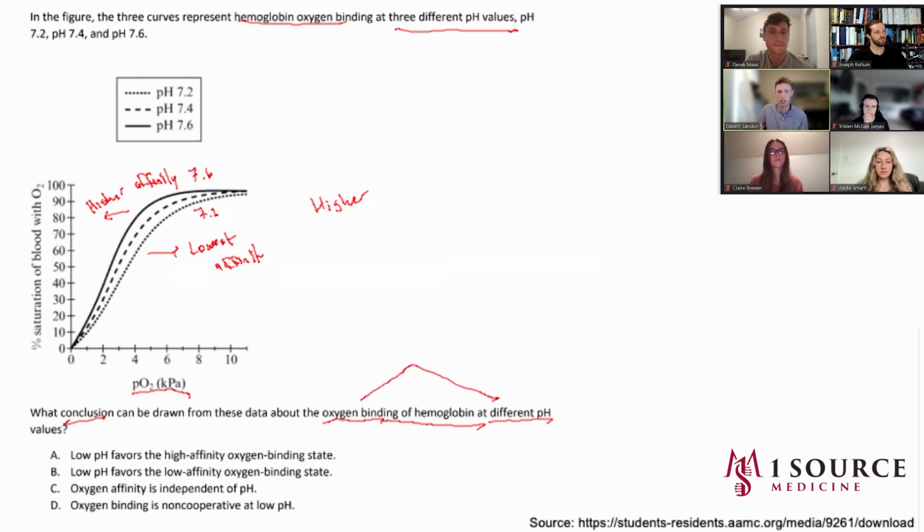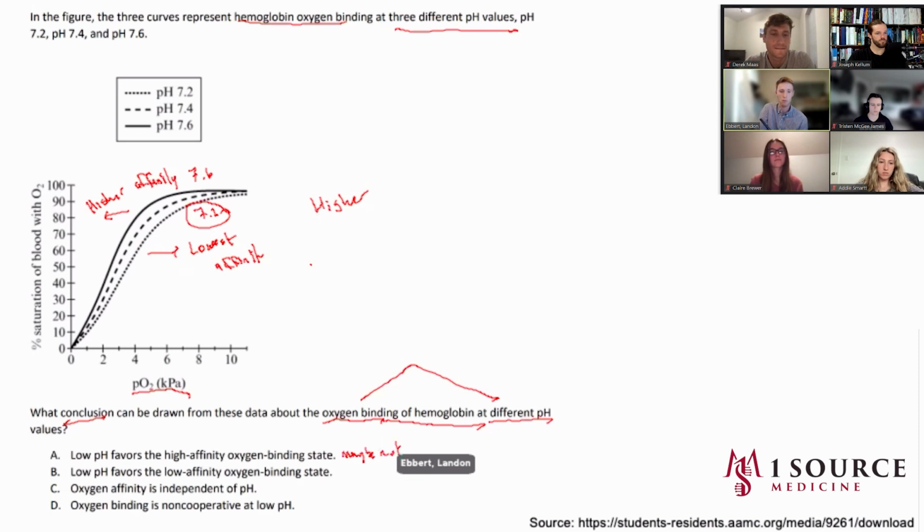And with that prediction in mind, let's go through the answer choices and say maybe or maybe not for each answer. So the first one, A, is low pH favors the high affinity oxygen binding state. And this seems like it's the opposite of what we just said, right? Because 7.2 is actually the lowest affinity. It's off to the right. So I'm just going to say maybe not for A.